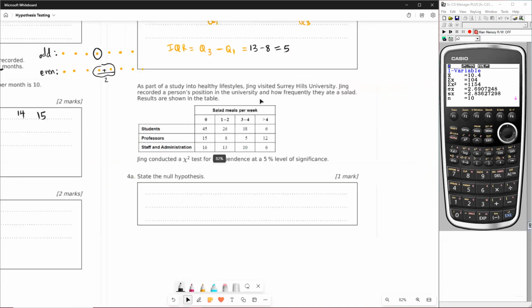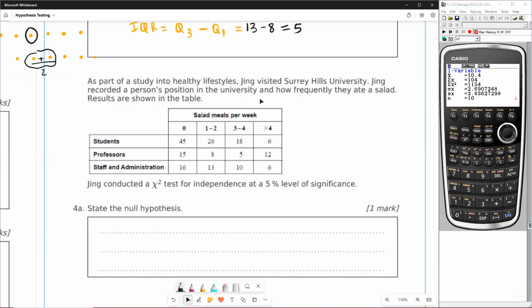Okay. Next question says, as part of a study into healthy lifestyles, Jing visited Surrey Hills University. Jing recorded a person's position in the university and how frequently they ate a salad. Results are shown in the table. Jing conducted a chi-squared test for independence at a 5% level of significance.